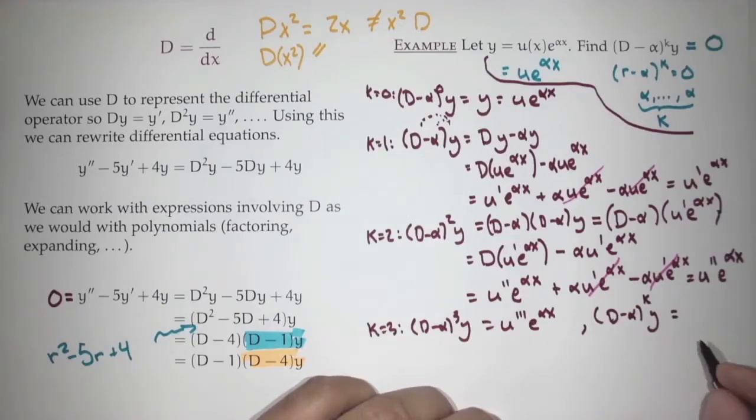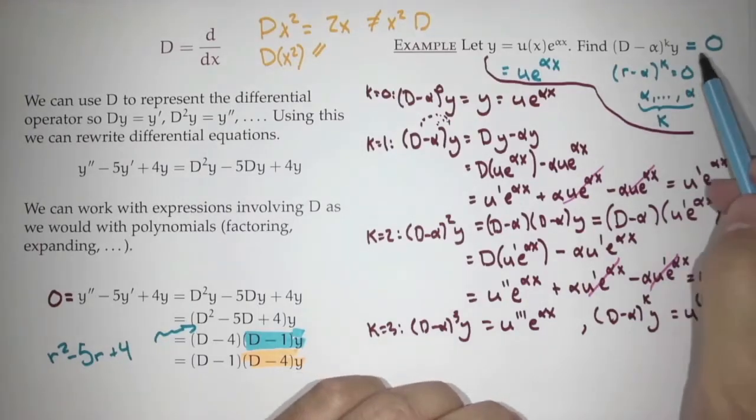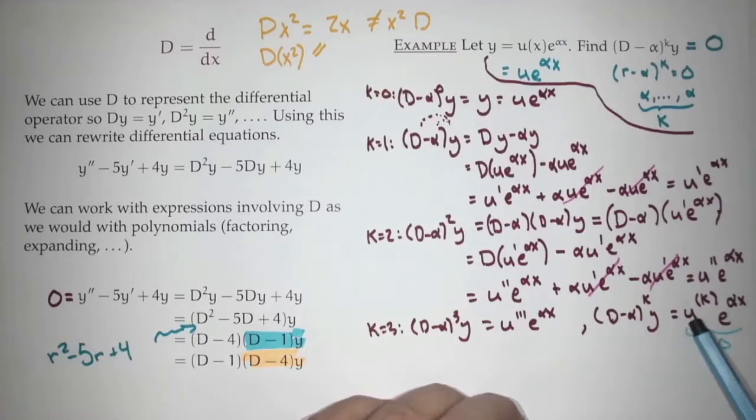U to the k e alpha x? Yeah, the kth derivative of u e to the alpha x. Now, at this point, you're probably saying, okay, so how does this answer our question about why bumping works the way it works? Well, remember how we said you should add this 0? So we should set this equal to 0. So we have this kth derivative of u times e to the alpha x equals 0.